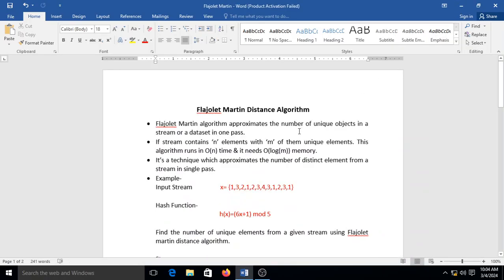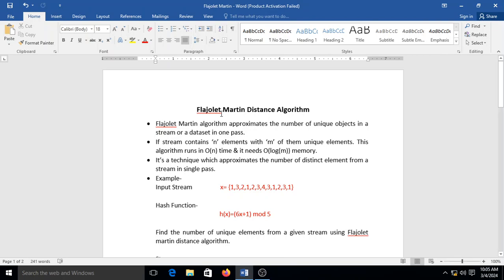So this video is based on the topic of the Flajolet-Martin Distinct Algorithm. As you can see, the Flajolet-Martin algorithm approximates the number of unique objects in a given stream or a data set in one pass. If the stream contains n elements with m of them unique, this algorithm runs in O(n) time and needs O(log m) memory. So it is a technique which approximates the number of distinct elements from a stream in a single pass.